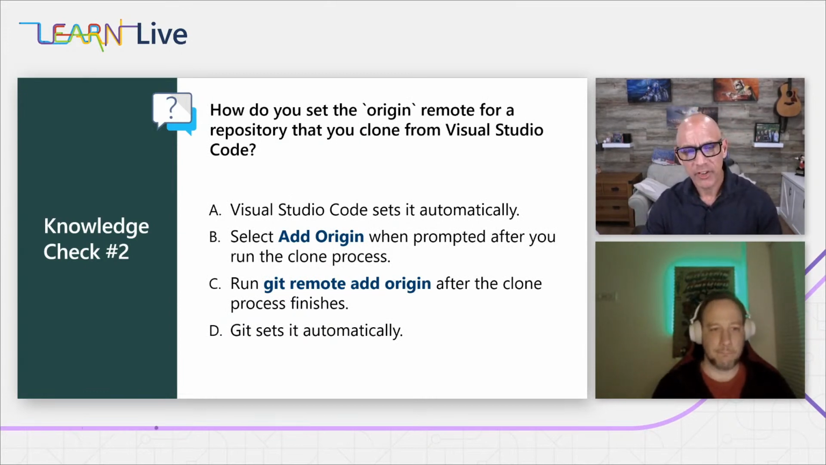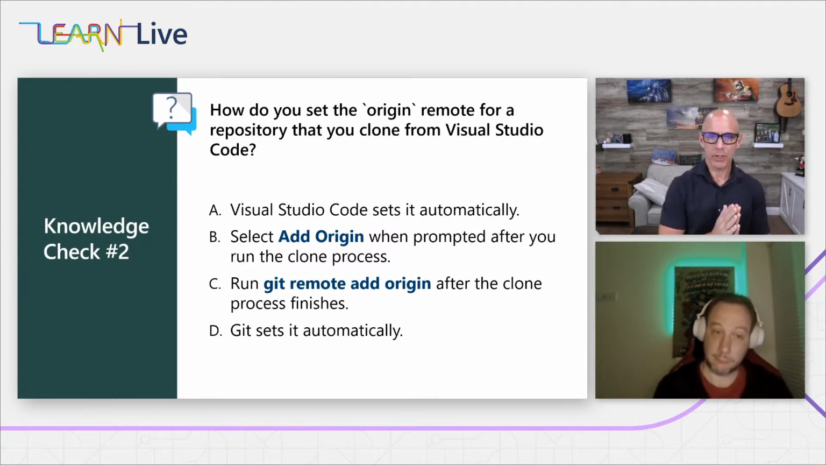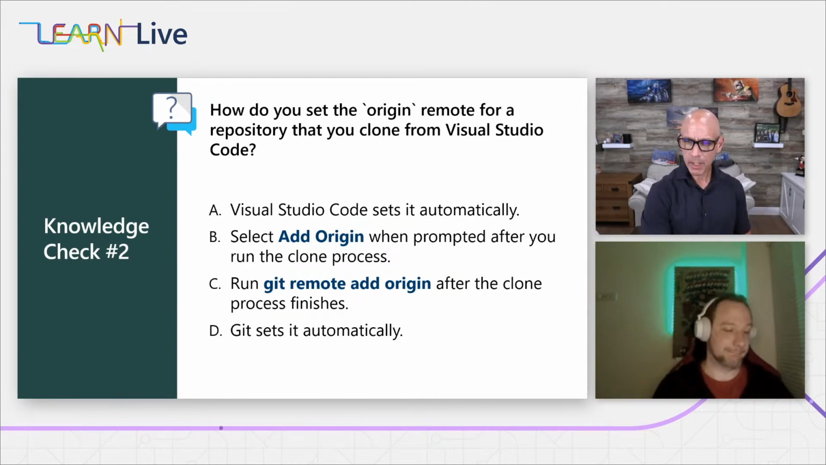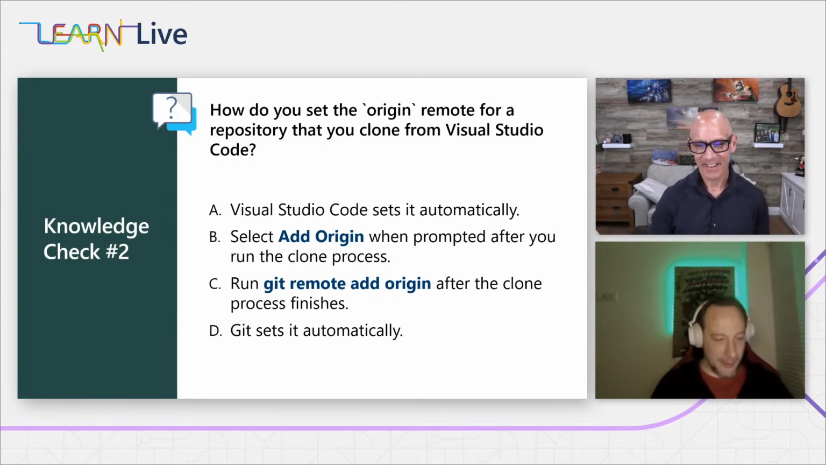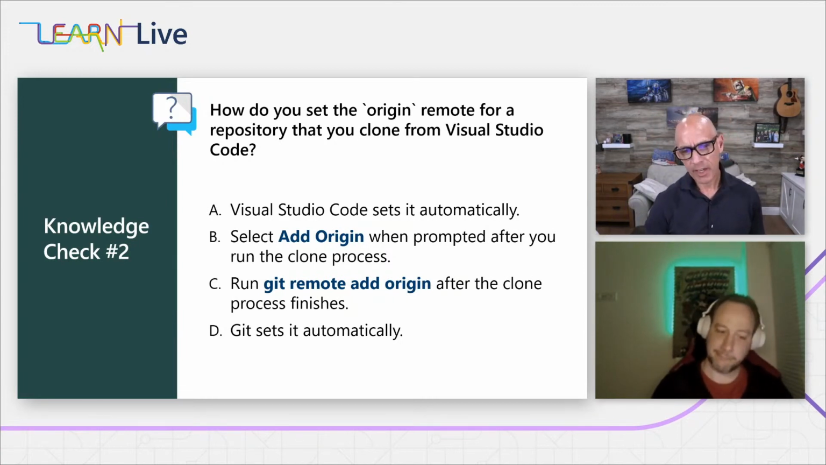So on this one, it's asking, how do we set the origin remote for the repository that you clone from VS Code? So Peter, do you think VS Code sets it automatically? Maybe? I would hope so, man. I mean, with all the cool stuff we talked about so far, that would be even more amazing. And then the second option is, do we select add origin when prompted after you clone? I don't remember you doing that at all. So I'm going to say no to B.